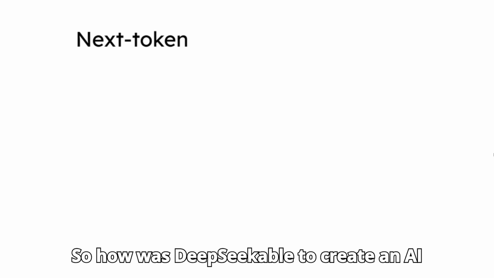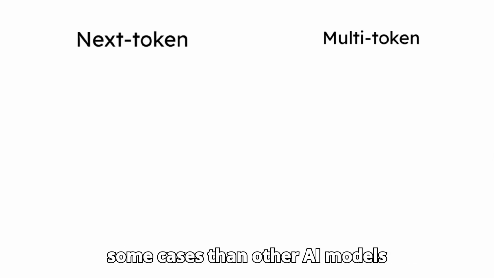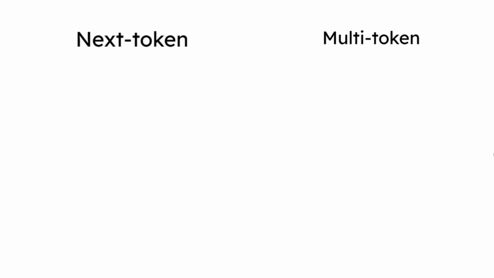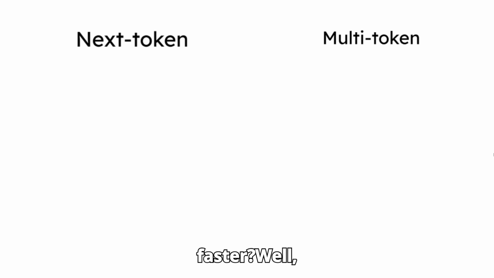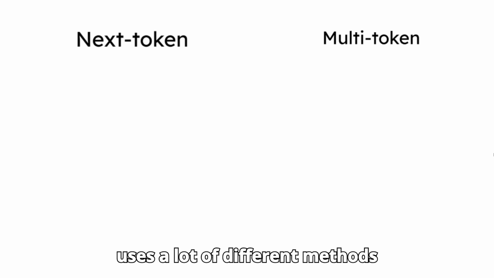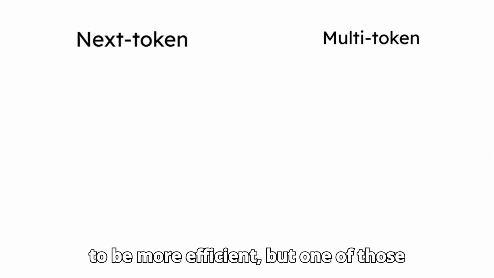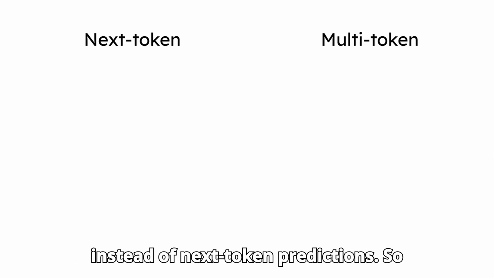So, how was DeepSeek able to create an AI model that competes and does better in some cases than other AI models without as much initial investment and being much more scalable and faster? Well, DeepSeek uses a lot of different methods to be more efficient, but one of those methods is using multi-token predictions instead of next token predictions.